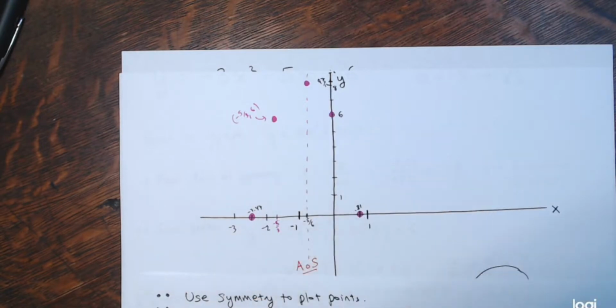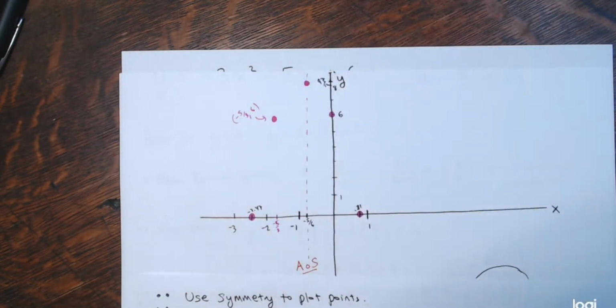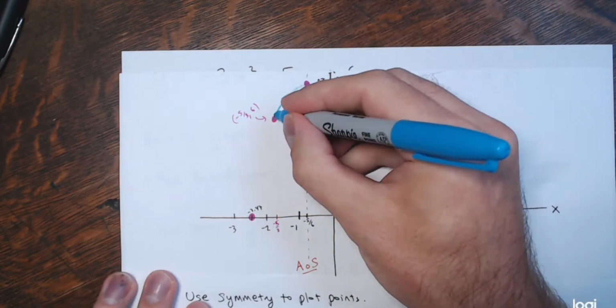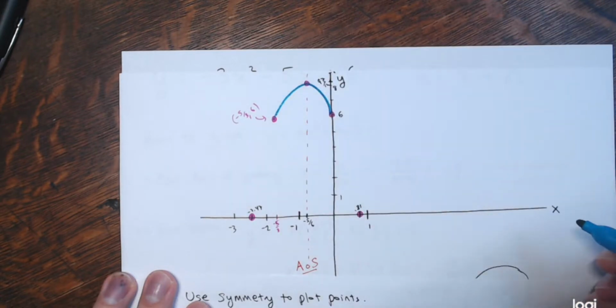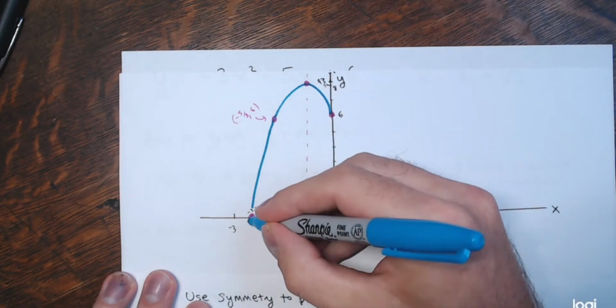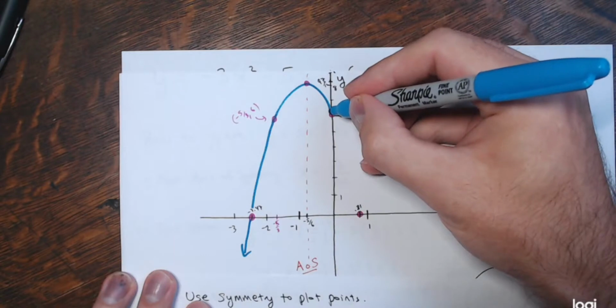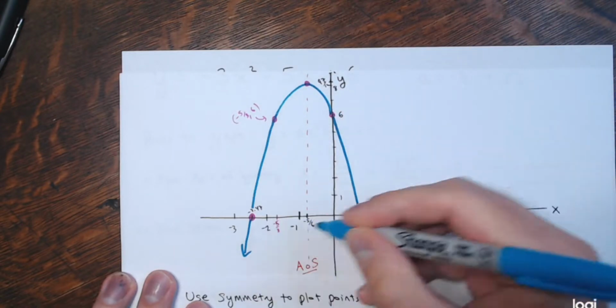After you plot enough, and you have the vertex and some points on either side, draw it in. So here it is. And don't make it pointy. Parabolas are not pointy. It's more curvy around the vertex. Coming down through the axis of symmetry, through the x-intercept there, through the y-intercept here, down through the x-intercept here, and again it goes down forever, this parabola.